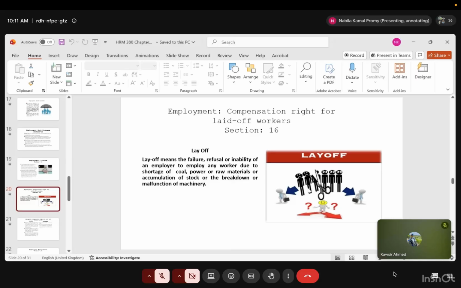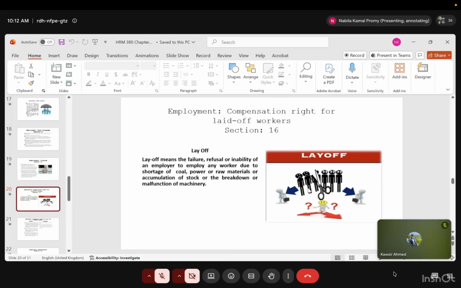Layoffs are usually when the employer is failing or refusing to employ any worker due to shortage of resources or raw materials or due to financial crisis. So let's say, for certain reasons, if the employer says that I am unable to maintain this group of employees, I am unable to pay these employees anymore, and that's why I am terminating this employee, that will be known as layoff.